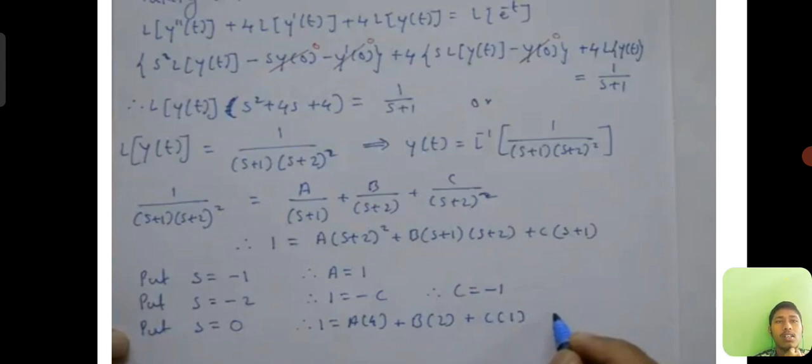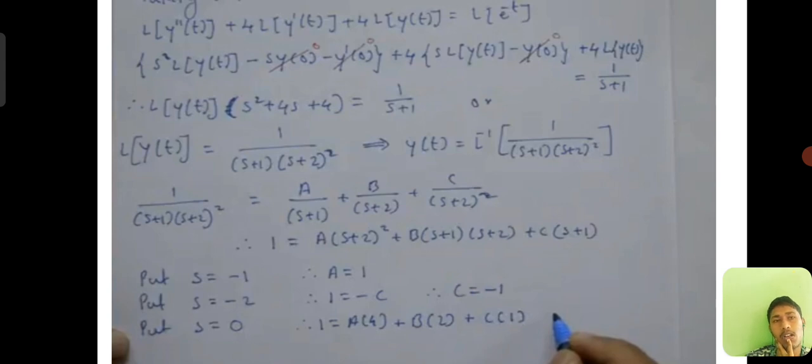We can write s² + 4s + 4 in the form of a plus b whole square, that is, s plus 2 whole square. When the LHS is the Laplace transform, we take the inverse Laplace on the RHS. So y of t equals L inverse of 1 by (s plus 1)(s plus 2) whole square. According to partial fractions, we can apply it to 1 by (s plus 1)(s plus 2) whole square.